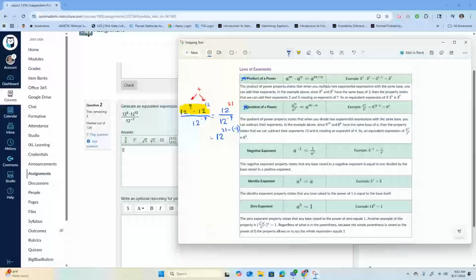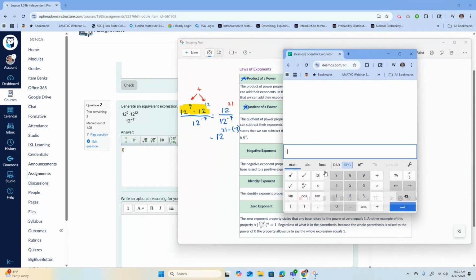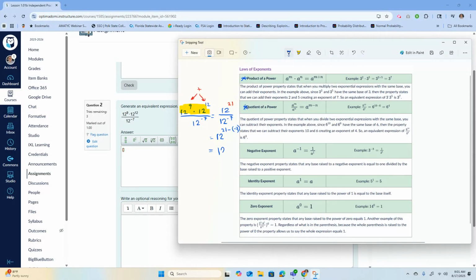You can take your calculator. I strongly suggest you use this calculator called Decimals that is going to show up on your screen in a few seconds. Okay, there it is. And do it in the calculator. All right, 21, subtract negative 7, and you're going to see the answer is 28. So my answer here is going to be 12 to the 28th power. And that's it. That's all you have to do in this problem.